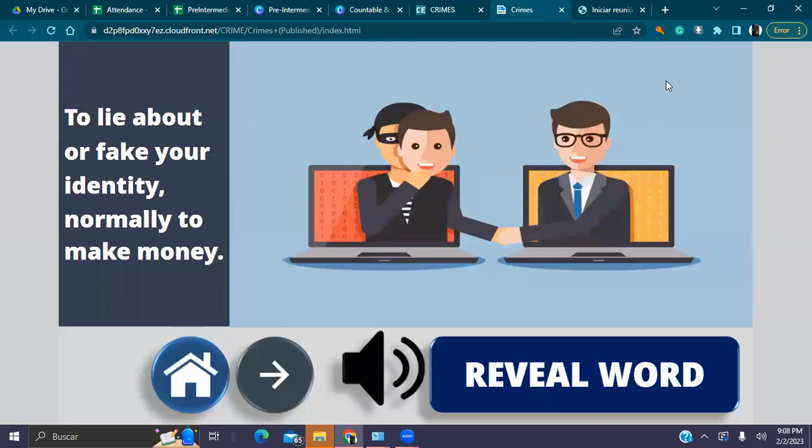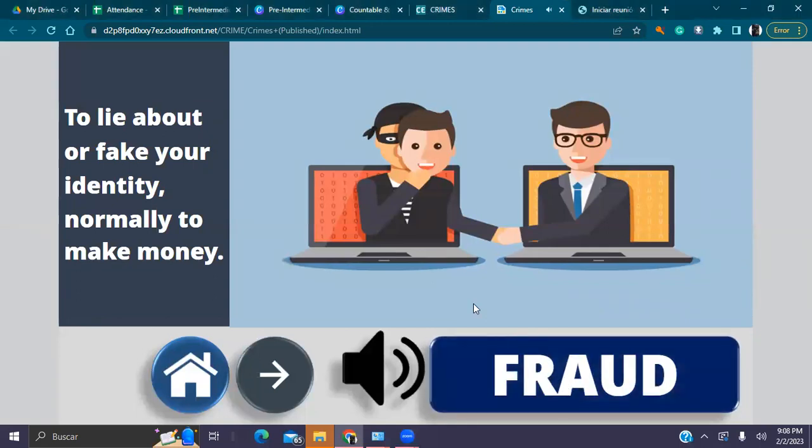I'll show you some sentences and you will try to guess the word. For example, if I tell you to lie about or fake your identity, normally to make money. What is this action, guys? To lie about or fake your identity, normally to make money. What are we talking about? A hacker. Okay. Any other guess? Fraud. Fraud. Okay, let's see. Fraud. Excellent. So this action is considered fraud, or fraude.